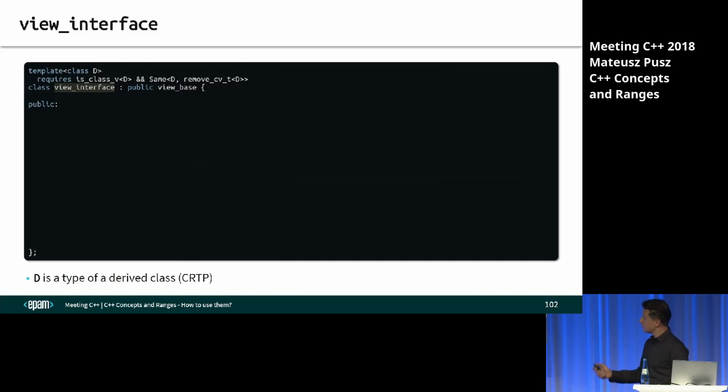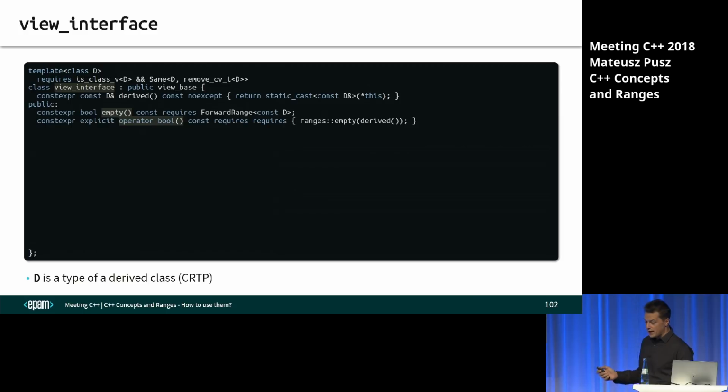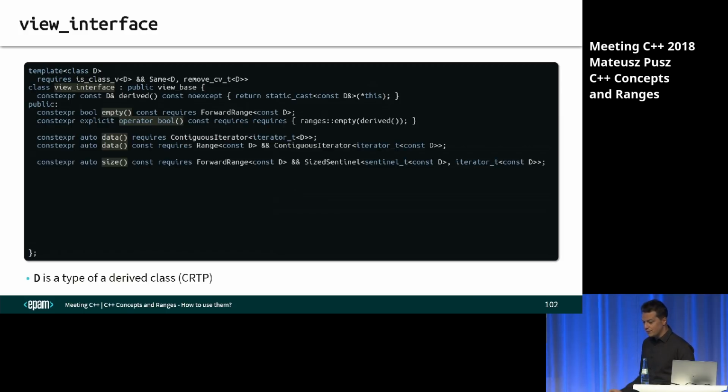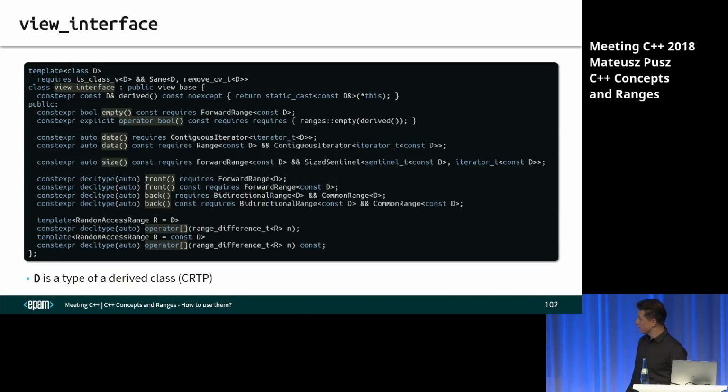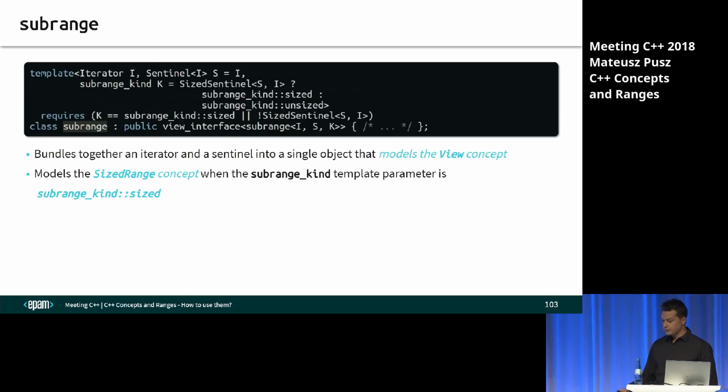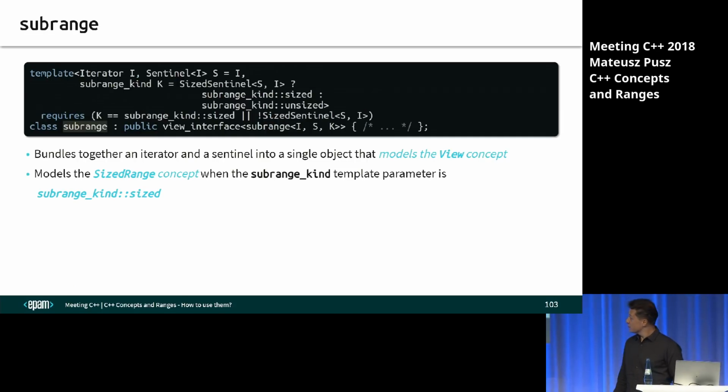View has the following interface. It derives from viewBase. That was empty, as you remember. And it has empty and operator bool. It has data and size. It has front and back. And it has indexing operator. Subrange is the first of the views we see today. It's just a contiguous part of some bigger view.